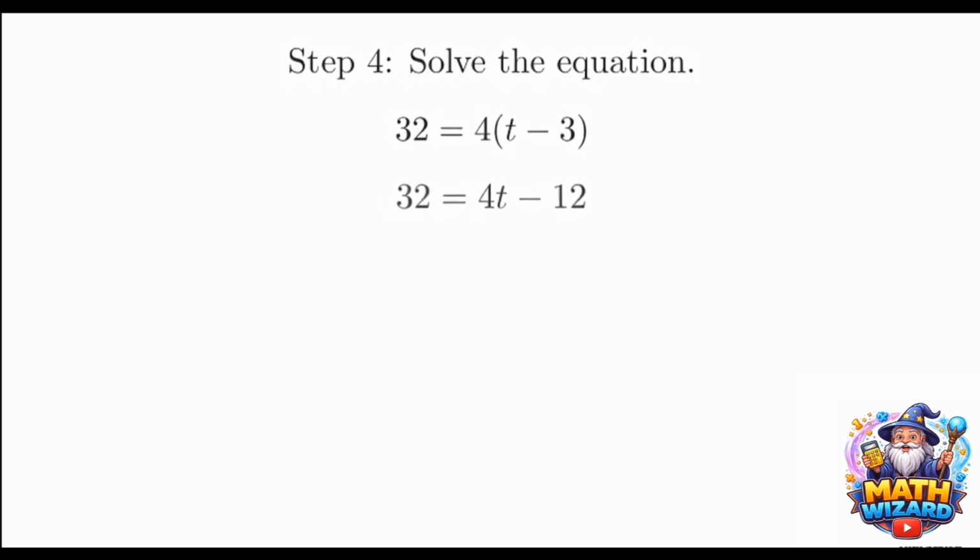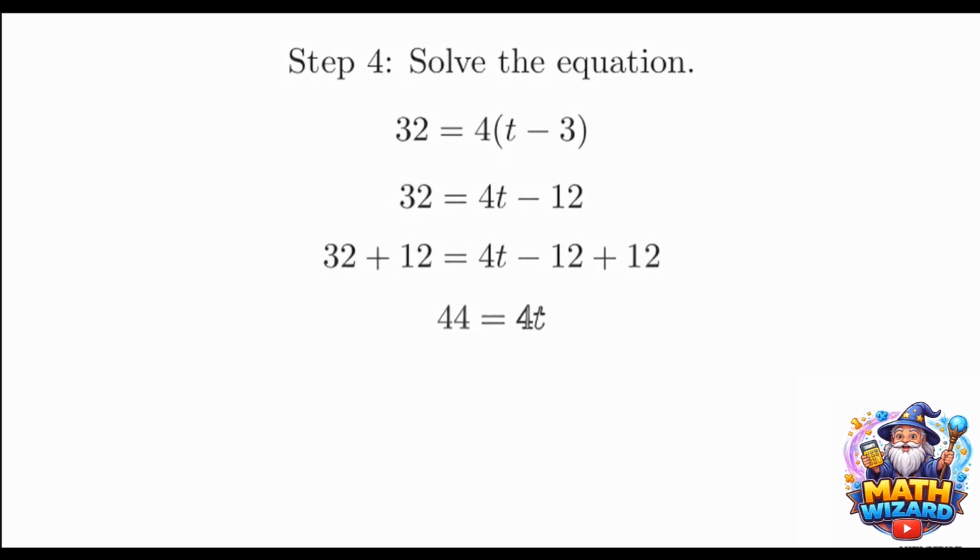Now, let's get all the number terms on one side. We can do this by adding 12 to both sides of the equation. We have 32 plus 12 on the left and 4t minus 12 plus 12 on the right. On the left, 32 plus 12 is 44. On the right, the minus 12 and plus 12 cancel out. So we are left with 44 equals 4t.